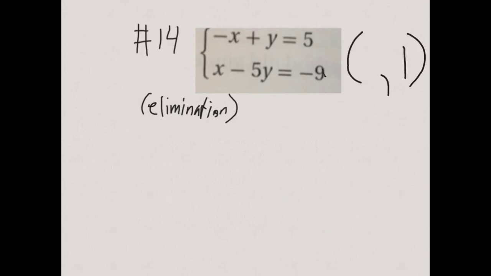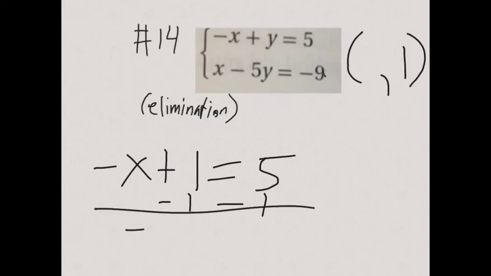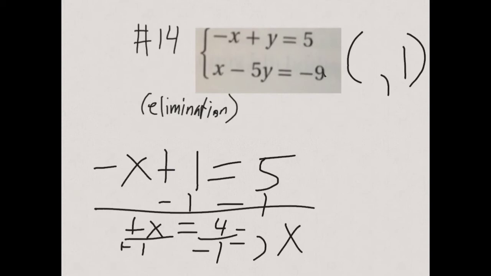Now let's take either equation and plug in y and then solve for x. You know what, I'll use the first one. Negative x plus 1 is equal to 5. Subtract 1. Negative x is equal to 4, but let's divide by negative 1 because I don't want to leave my variable as a negative. So this becomes positive x. 4 divided by negative 1 becomes negative 4.